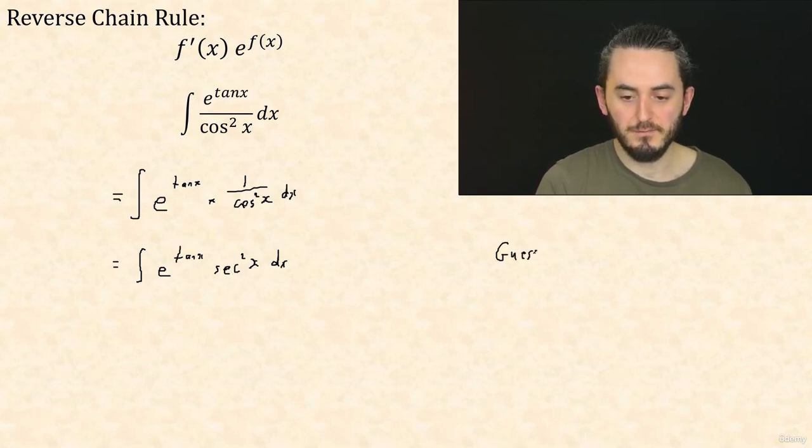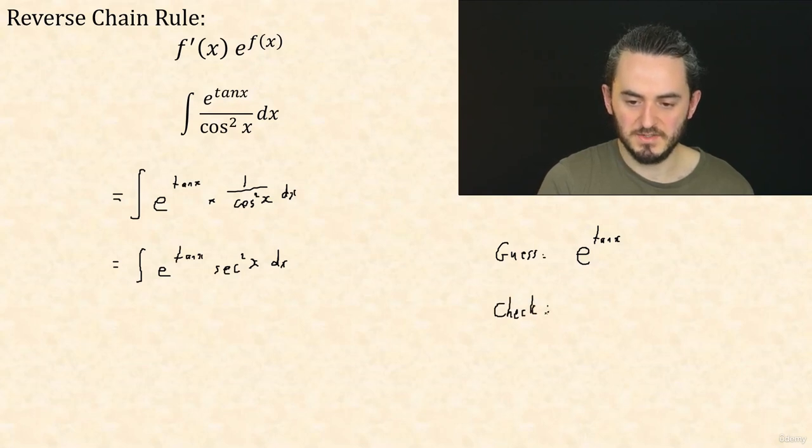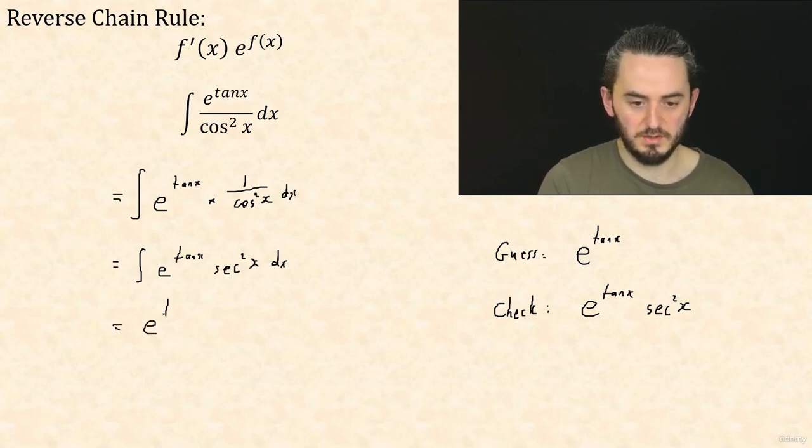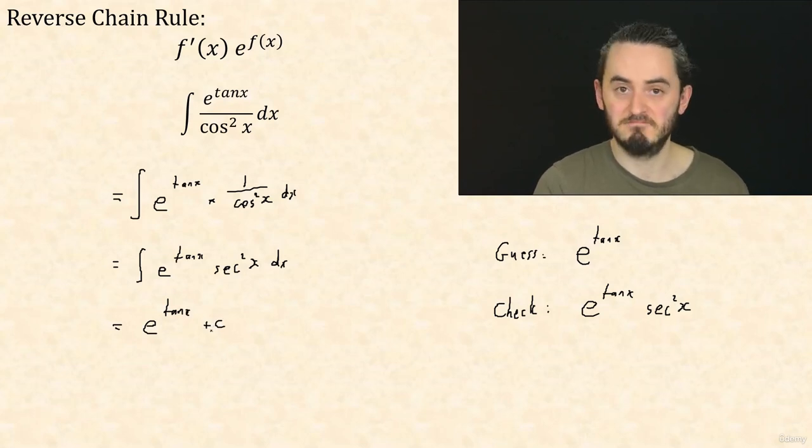So now that I've got it in that form, I'm going to guess that the thing that got differentiated was just e to the tan x. So I just do a quick check for the numbers. When I differentiate this, I keep my e to the stuff, and I multiply by the derivative of that stuff, which is sec squared x. And that's exactly what I wanted, so my guess was a great guess. Spot on, e to the tan x plus c.